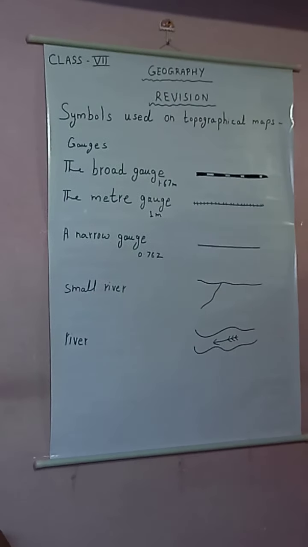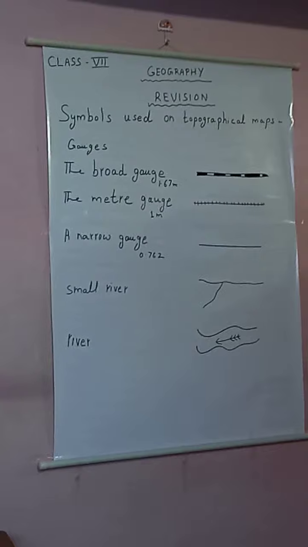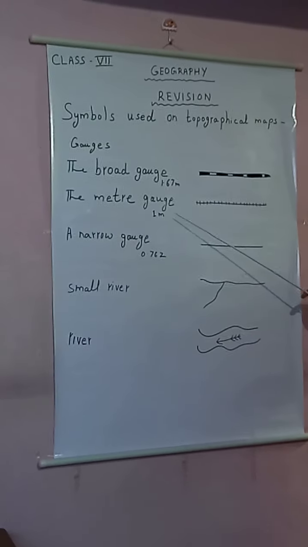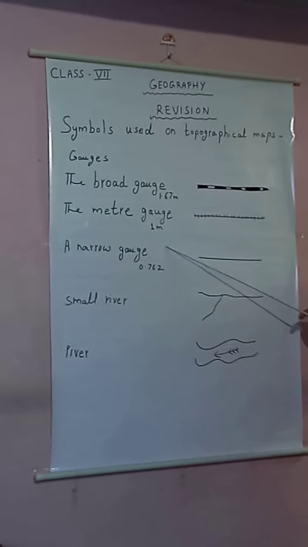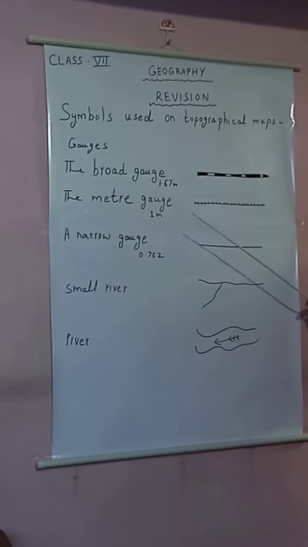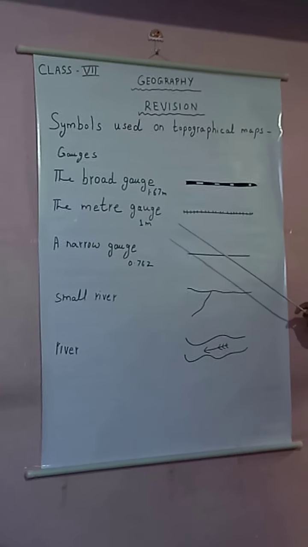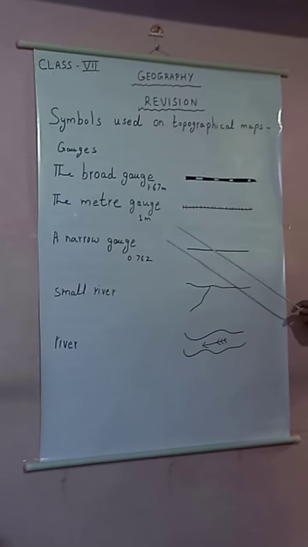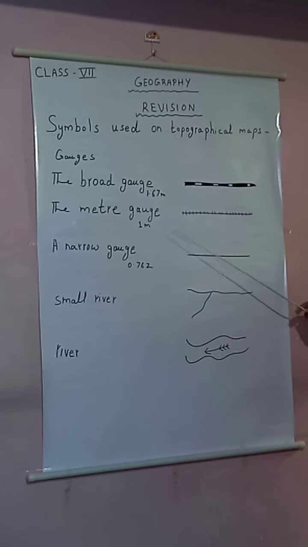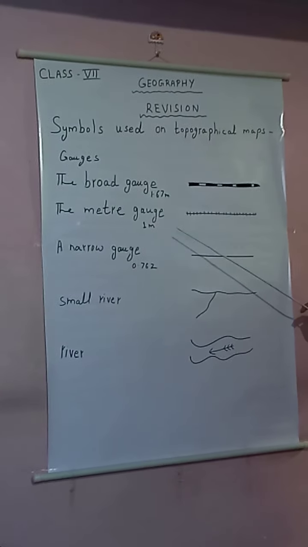Broad gauge is used for carrying freight and passengers. Next, the meter gauge is of 1 meter width between the two tracks. Meter gauge railways are some of the oldest railways and still ply in very remote places in the country. They carry both freight and passengers.